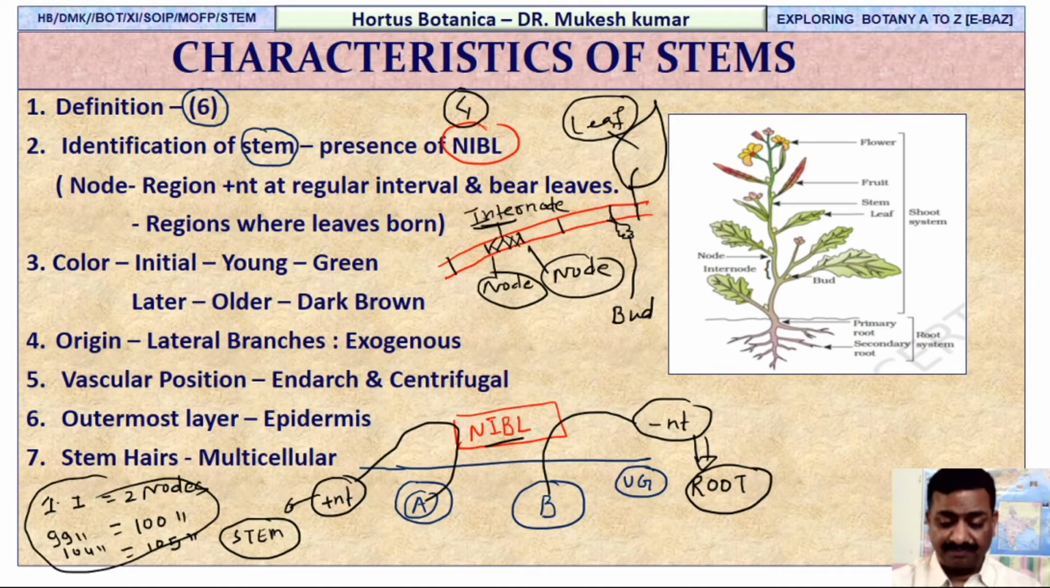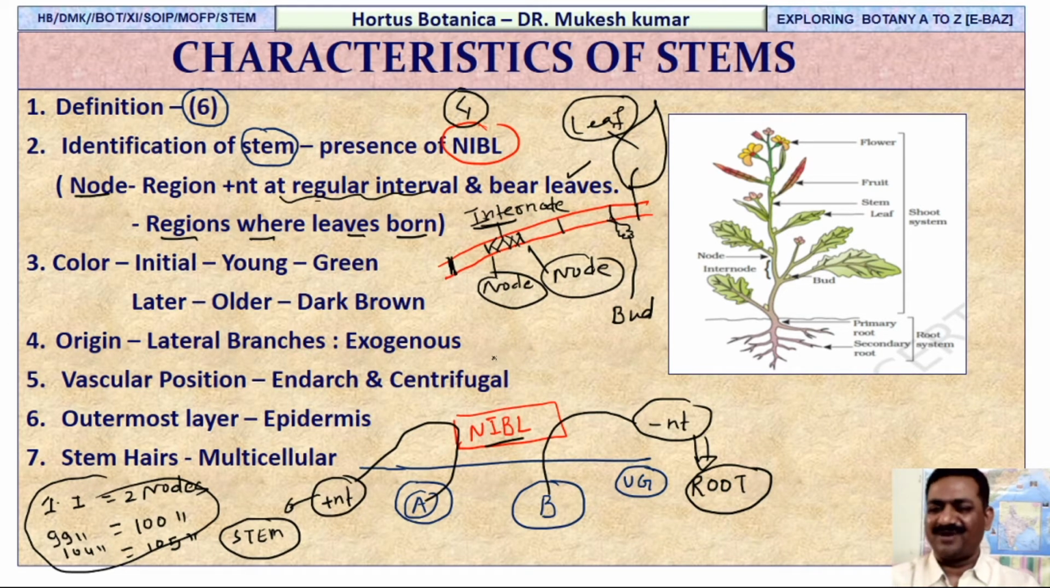Now what will be a node? Given the defined node, you find here at a particular interval you are getting this structure, and this is a node from where this leaf is also arising. So you can define node as the region present at regular intervals that bears leaves, or the region where leaves are born is a node, isn't it?